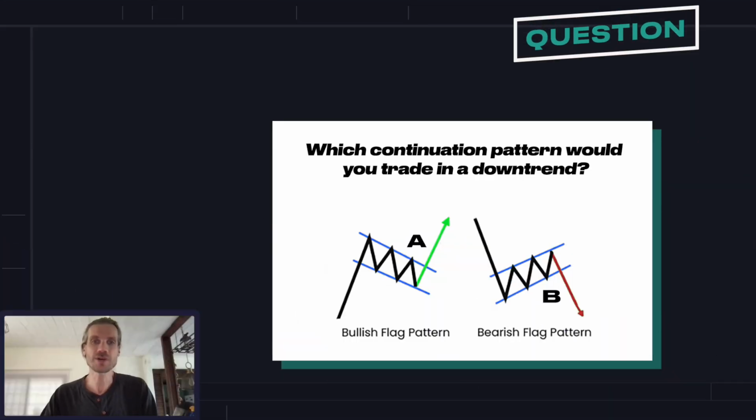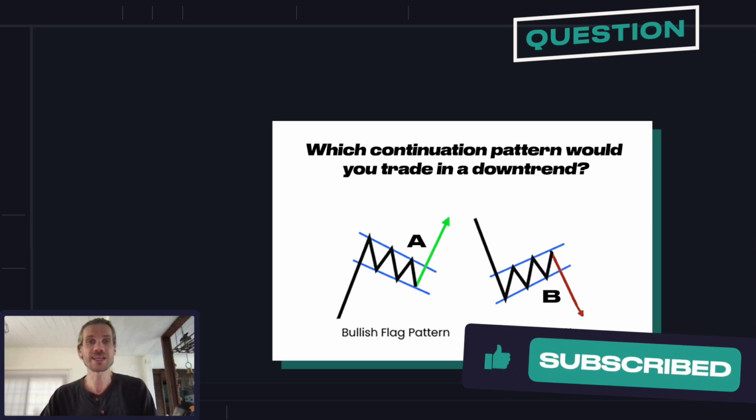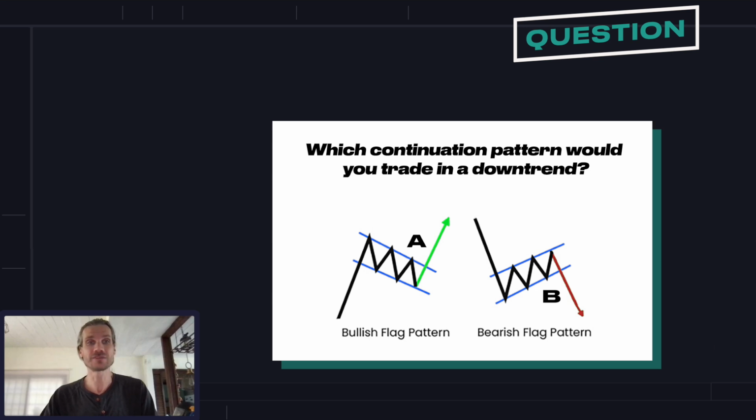So which continuation pattern would you trade in a downtrend? We looked at an uptrend today, but what would you trade in a downtrend? The answer is B. This is a bear flag, the complete inverse of the bull flag, and you can trade this in exactly the same way for a downtrend as you would trade a bull flag for an uptrend.